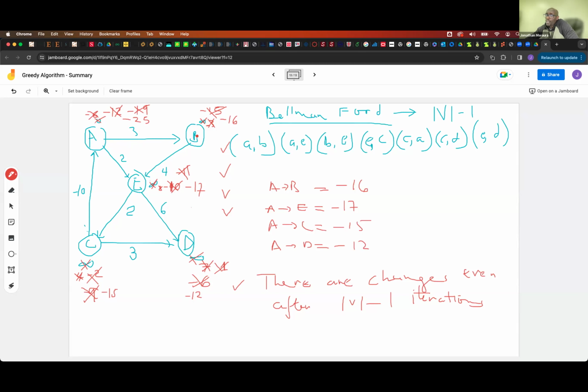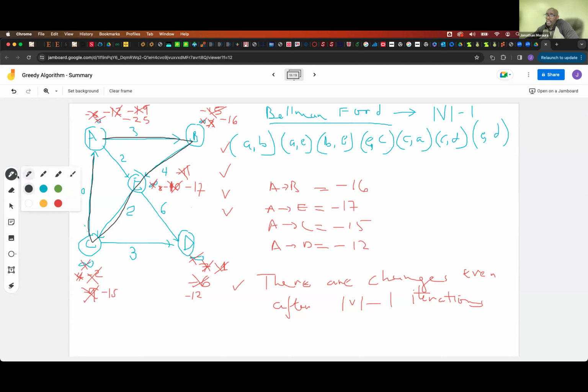When I go from A to B, what is the total weight? 3 plus 4 plus 2. 3 plus 4 is 7. This is 9. So I'm considering going this way and this way and coming back. This is 3 plus 4 plus 2 plus minus 10. So that's minus 1. So there's a negative weight cycle going on.